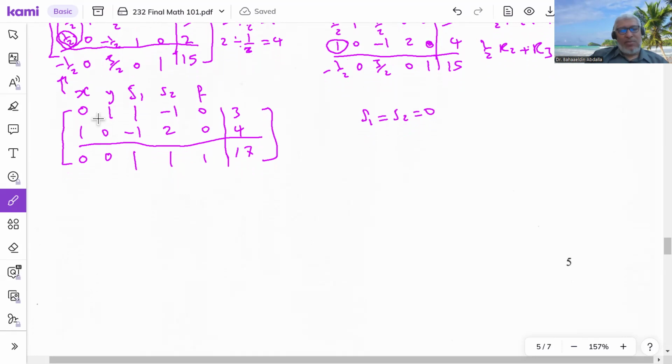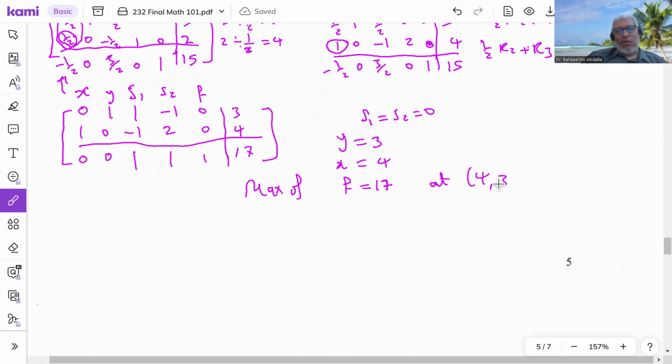And I write the system. So I'll have Y, because S1 is 0, S2 is 0, Y would be equal to 3. And in the second row, X, S1 is 0, S2 is 0, so X is 4. And in the third row, S1 is 0, S2 is 0, so F is 17. So maximum of F is 17 at X is 4 and Y is 3. So this would be the answer.